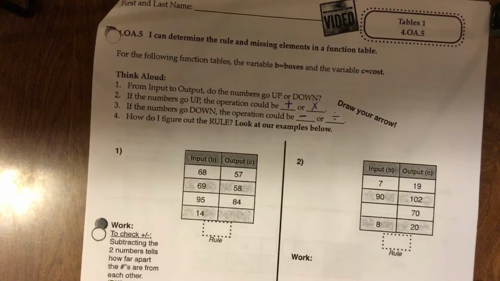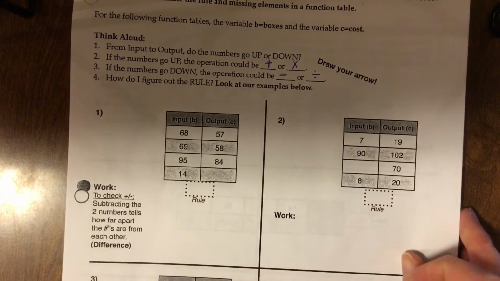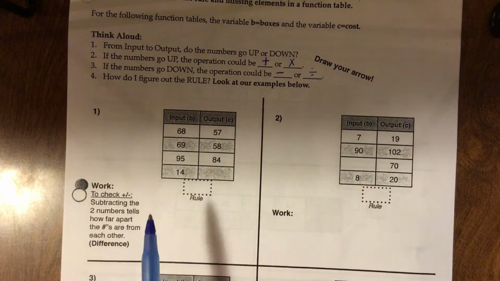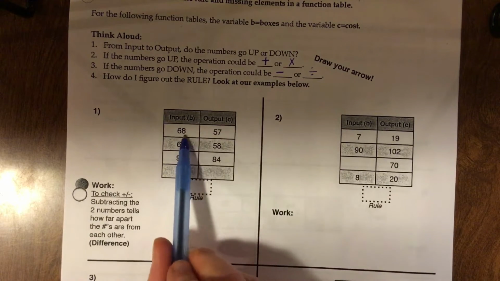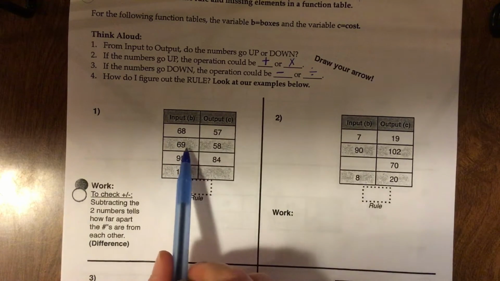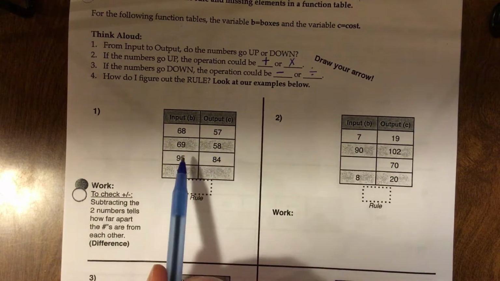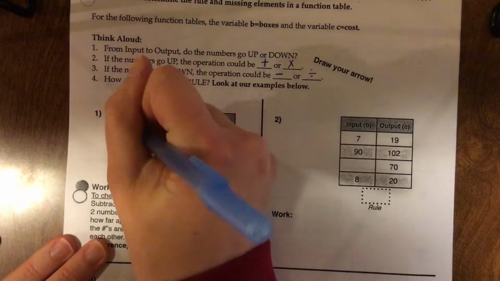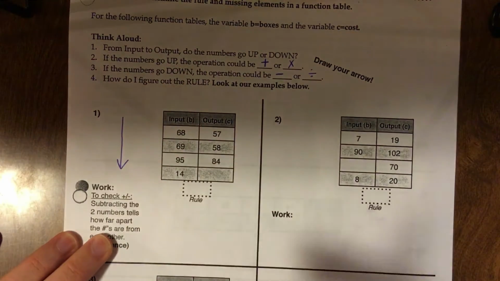So let's start with number one. First thing, from input to output, are the numbers going up or down? 68 to 57, down. 69 to 58, down. 95 to 84, down. So I'm going to draw my arrow going down.